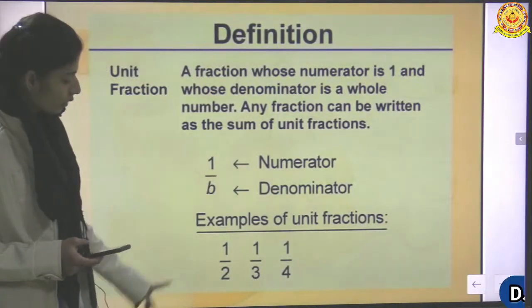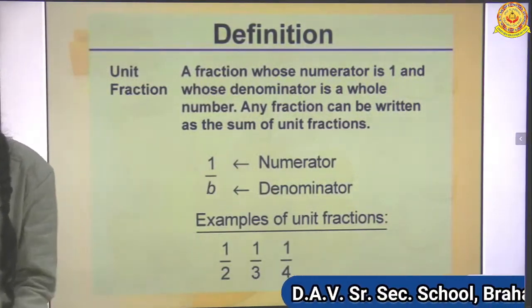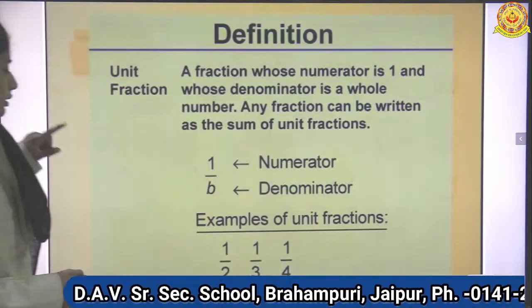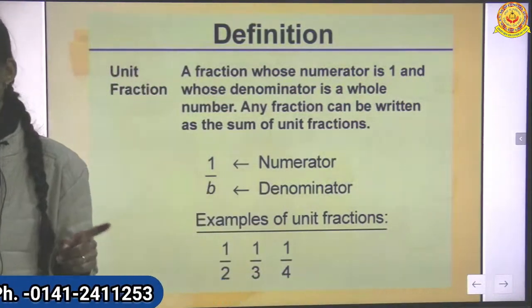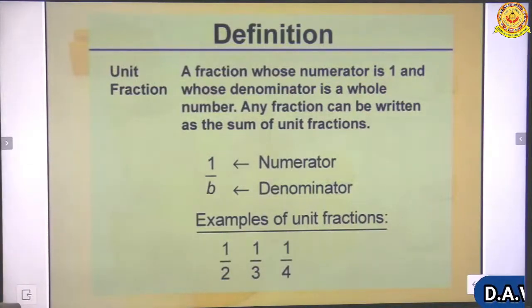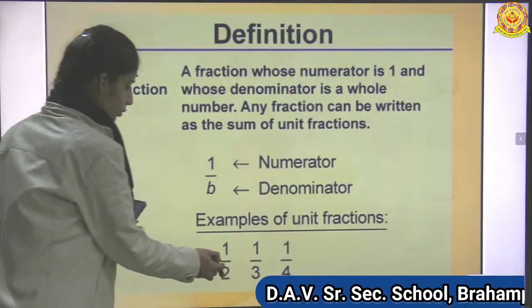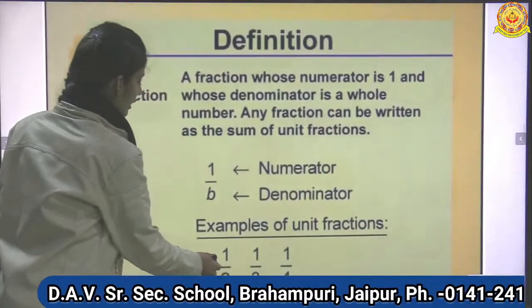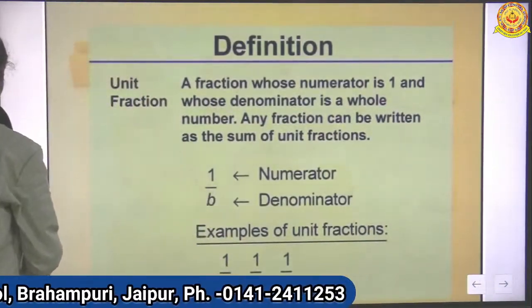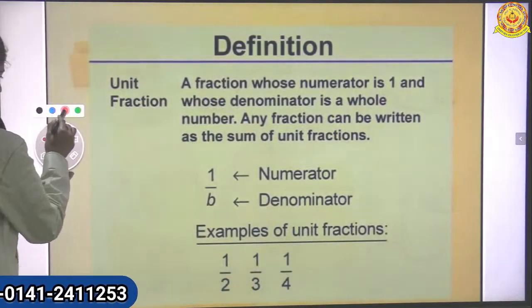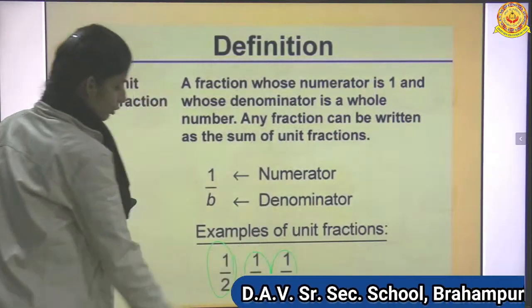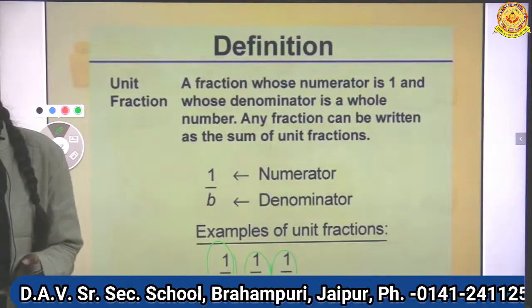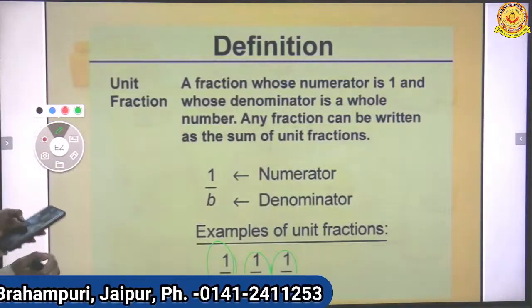Examples of unit fraction: 1 upon 2, 1 upon 3, 1 upon 4. In all these fractions I am having 1 as numerator. So if I am asking you 1 upon 2 is which type of fraction, you will say it is unit fraction. This is also unit fraction. Why is this unit fraction? Because we are having 1 as the numerator. Clear, all of you?